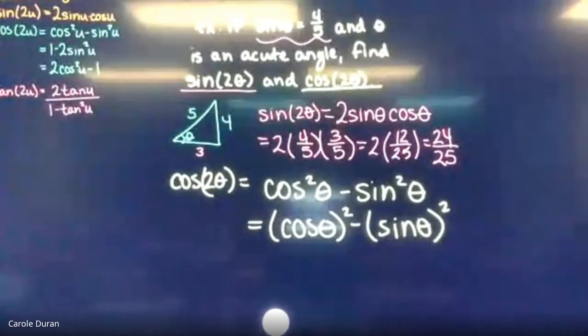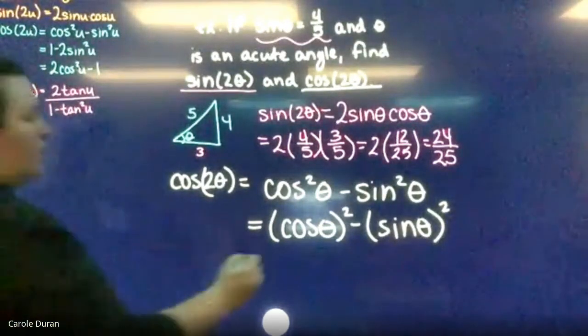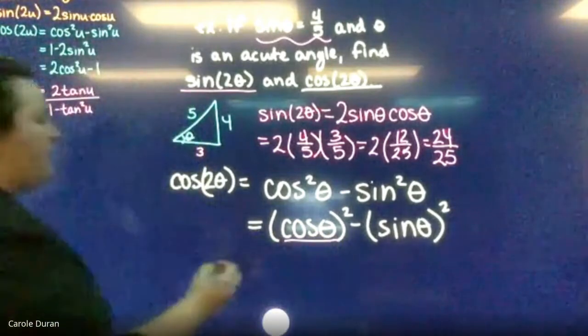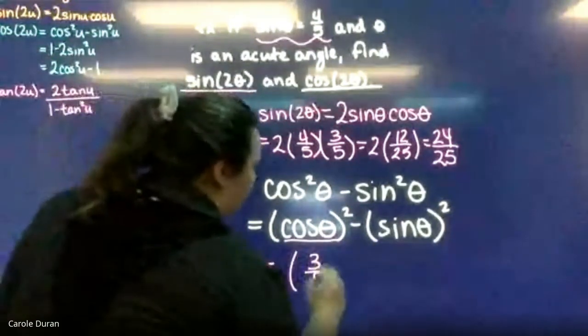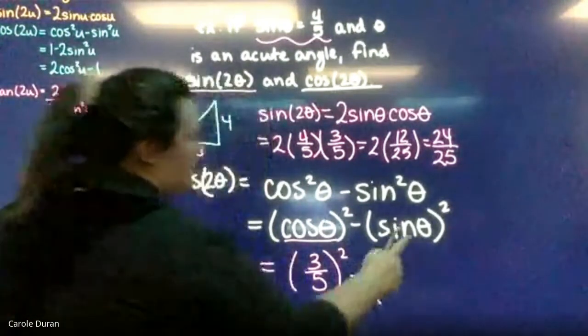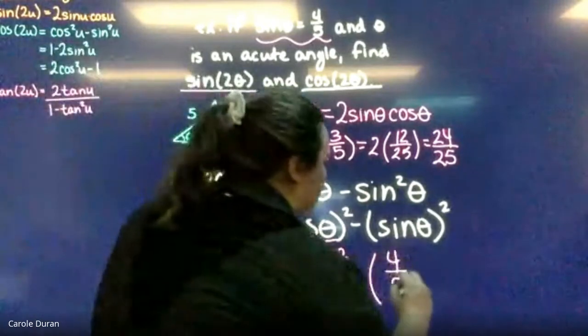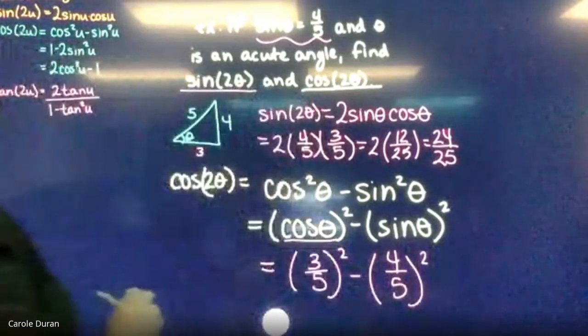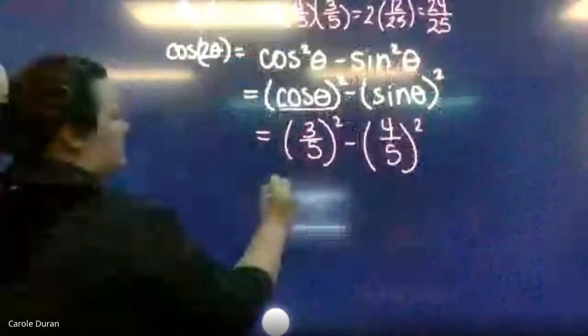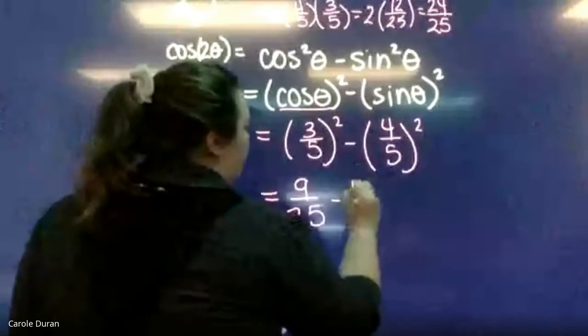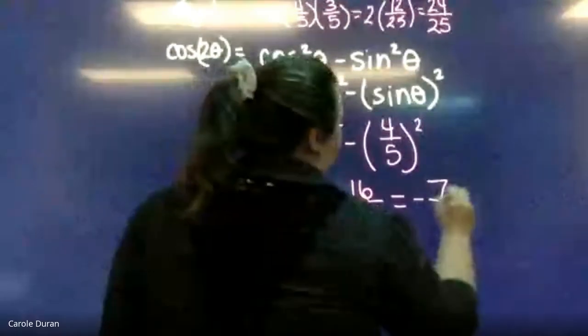And just like before, I'm going to pull cosine of theta and sine of theta from the right triangle that I created. So I know that cosine of theta is equal to adjacent over hypotenuse, which is 3/5. So this becomes 3/5 squared minus, same thing for sine of theta, which is opposite over hypotenuse, which is 4/5. And I'm going to square it just like before. And then I'm going to put my answers together. So this is equal to 9/25 minus 16/25, which gives me a negative 7/25 as my final answer.